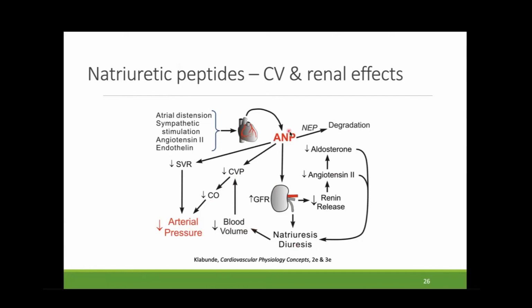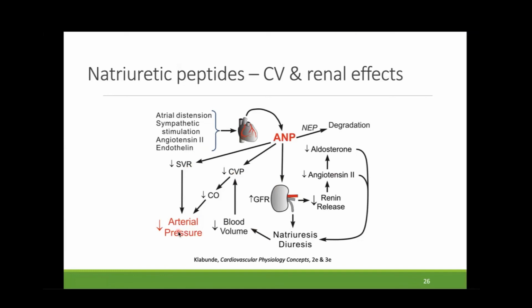ANP also will act directly upon the veins to increase their compliance. In other words, relax the smooth muscle within the veins, which will cause a decrease in central venous pressure. And then ANP acts on arterioles to dilate them and to decrease SVR, which will lead to the decrease in arterial pressure.